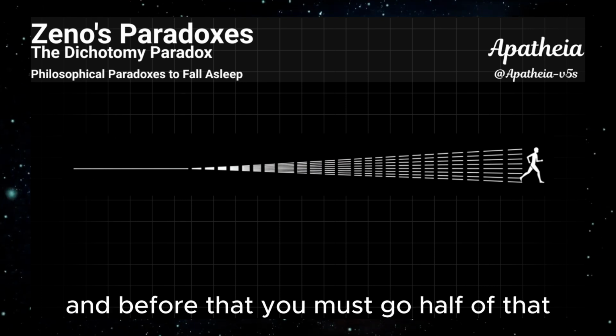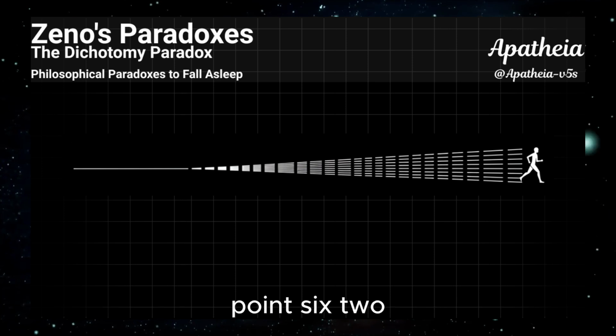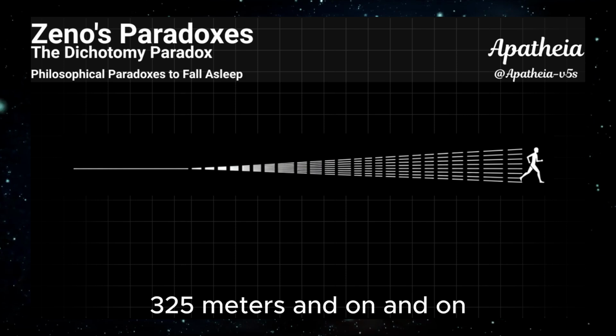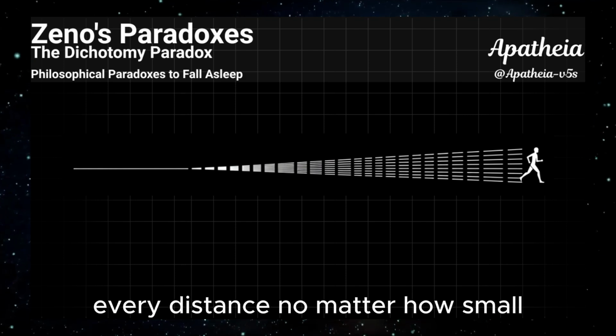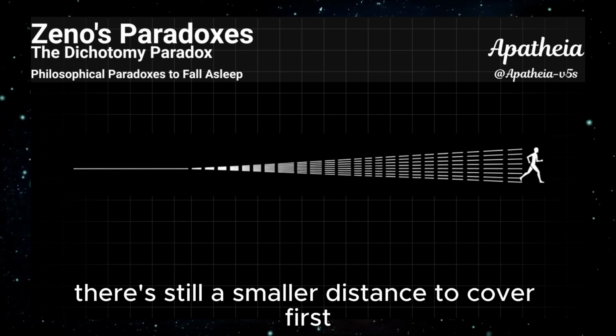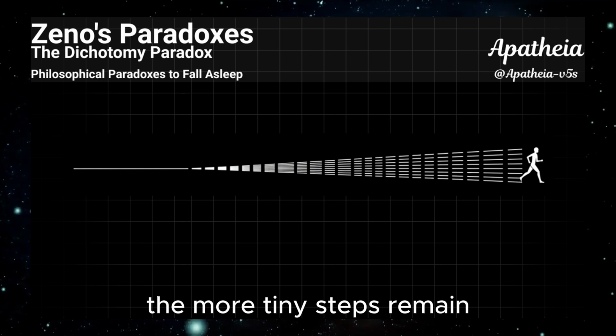And before that you must go half of that, which is 1.25 meters. Then half again, 0.625 meters. Then 0.3125 meters, and on and on. Every distance, no matter how small, must be crossed. And at each step there's still a smaller distance to cover first. The closer you get to your goal, the more tiny steps remain.